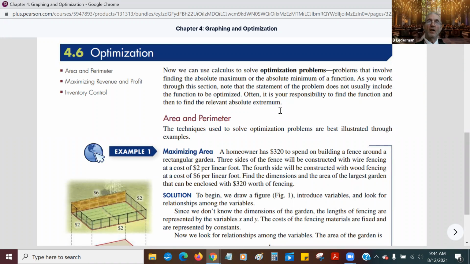Optimization is as follows. Here's an example. A homeowner has $320 to spend on building a fence around a rectangular garden. Three sides of the fence will be constructed with wire fencing at a cost of $2 per foot, and the fourth side will be constructed with wood fencing at a cost of $6 per foot. So one side is wood, the other three sides are wire. Find the dimensions and area of the largest garden that can be enclosed with $320 worth of fencing.